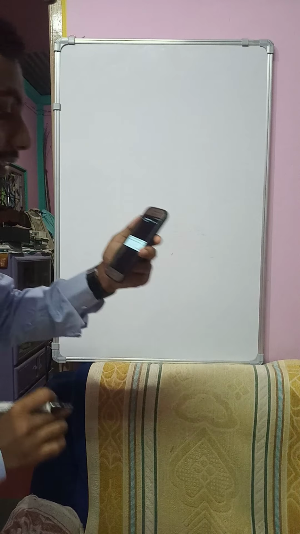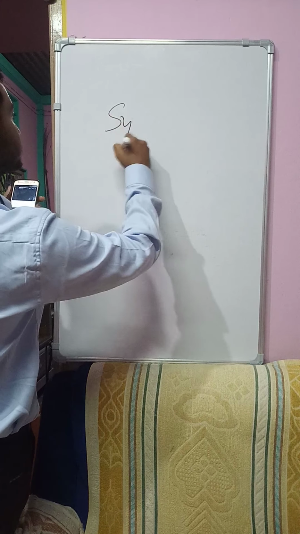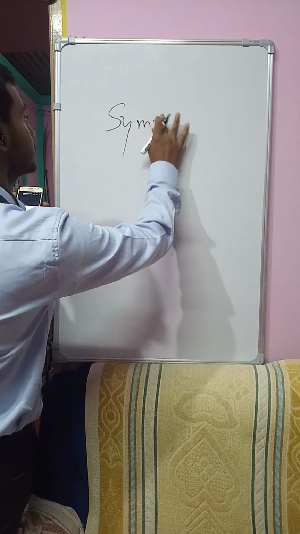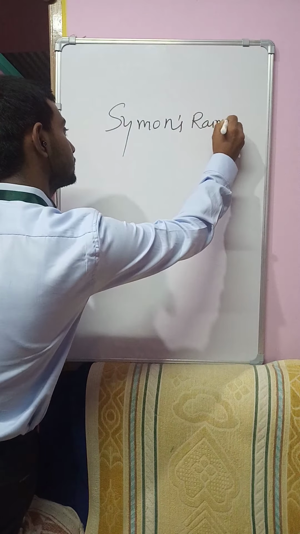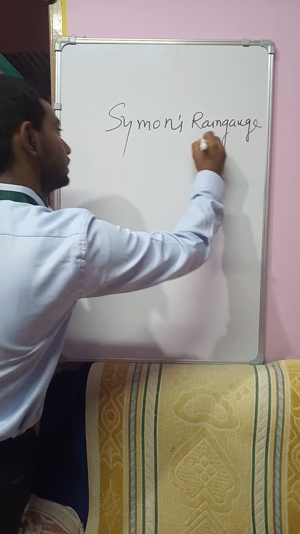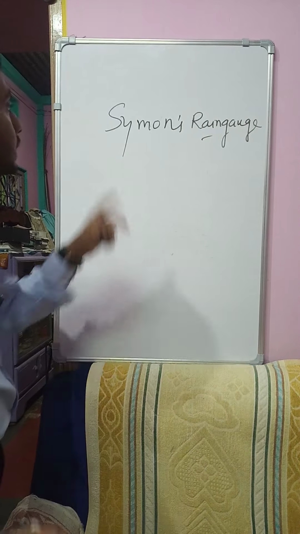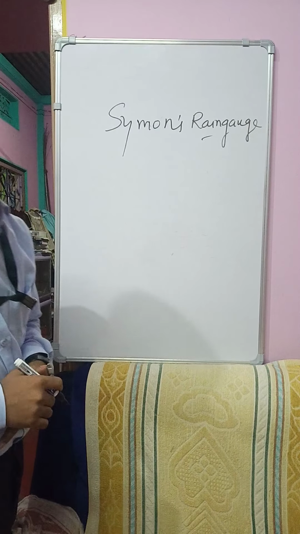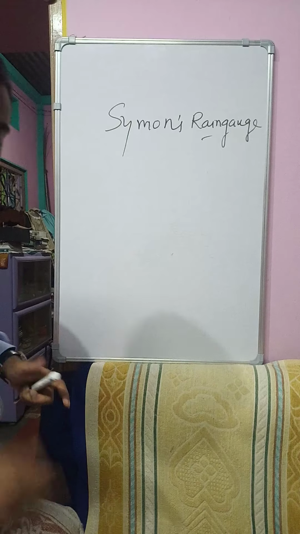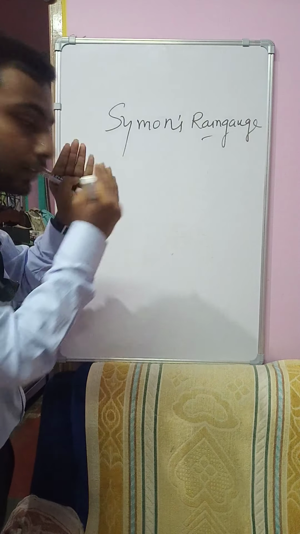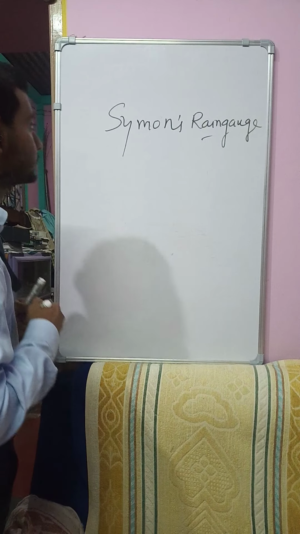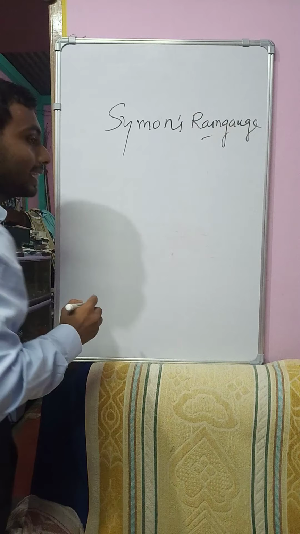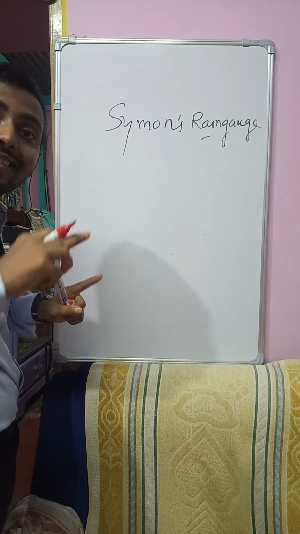Now, as given in our doubt, Symons rain gauge, I am writing here. See, Symons rain gauge is basically one kind of non-recording rain gauge. How does it look? Before entering the solution part, we always take a brief overview, right? This is our approach. It helps in our solution. So it looks like a cylindrical vessel.